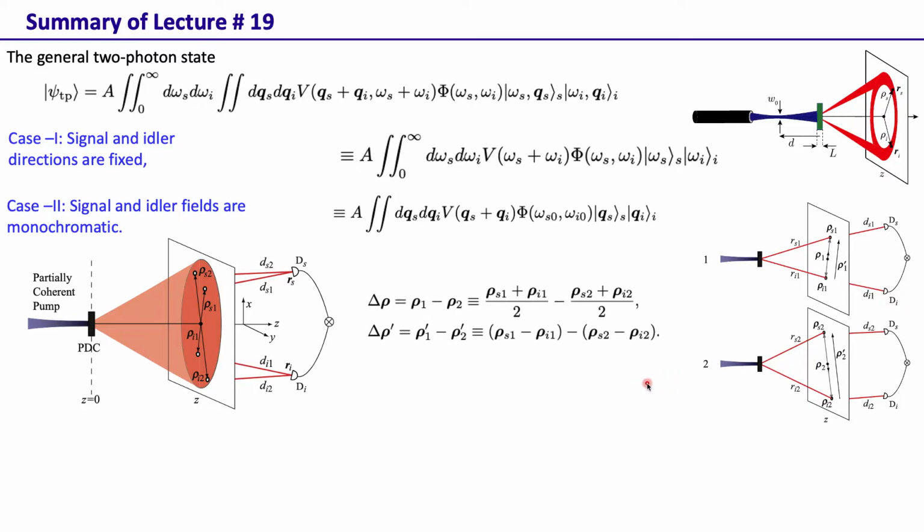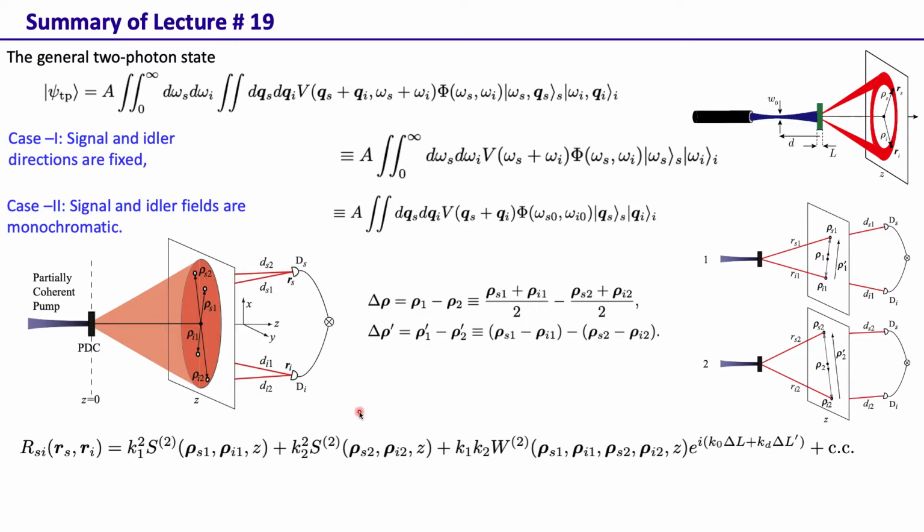And then in order to derive the conditions for coherence, we constructed these quantities delta rho and delta rho prime and defined them in this manner. And these definitions for delta rho and delta rho prime in the spatial domain are pretty much the same as we defined delta L and delta L prime in the context of temporal interference. In terms of these quantities, and assuming the pump to be a partially coherent field, we then derived the coincidence count rate at this detector, and we found that it has this kind of expression.